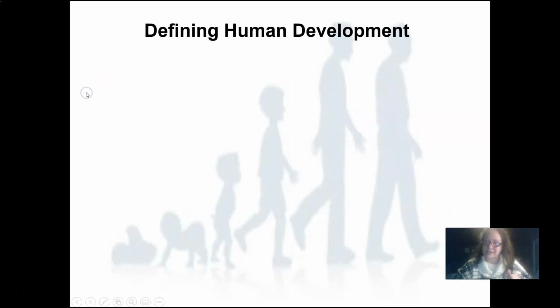So we'll start with our learning objectives, and then the importance of Chapter 1. What we're going to talk about is human development as a science, so the basics of what it is, and then the research methods.